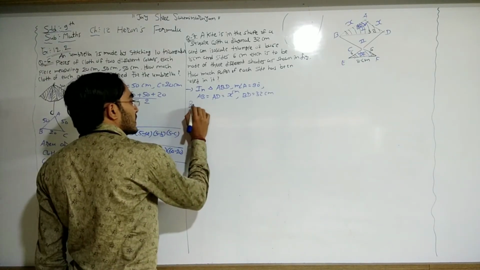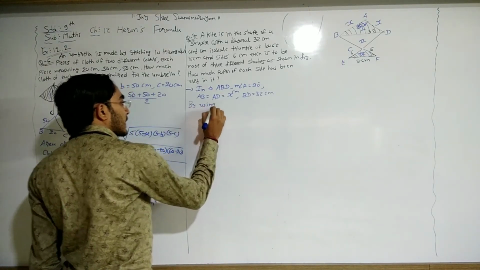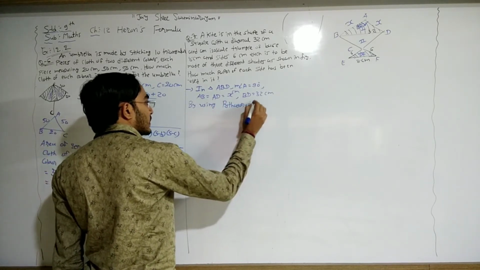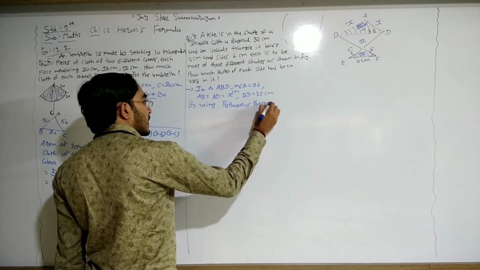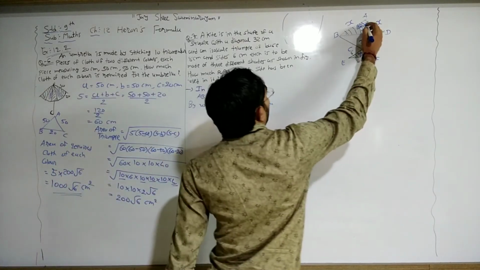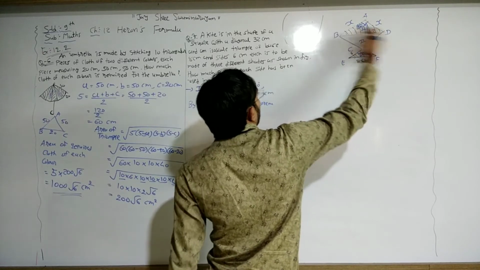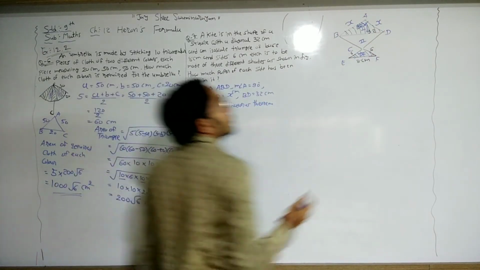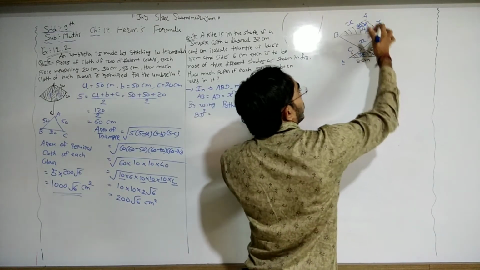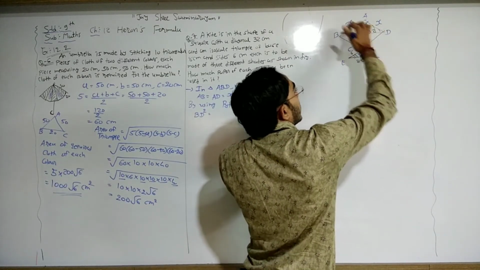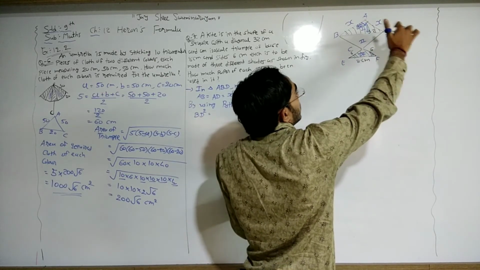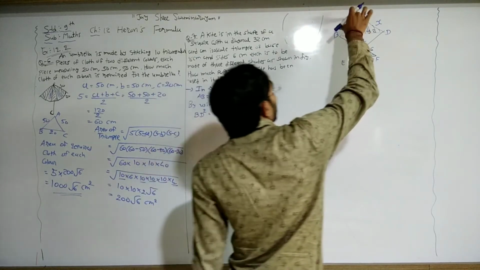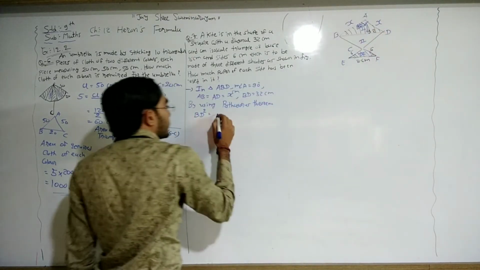So here by using the Pythagoras theorem, the hypotenuse, the side opposite to 90 degree, is BD. So BD square is equal to, the side opposite to this 90 degree is called the hypotenuse. So hypotenuse BD square is equal to the sum of squares of the other two sides, that means AB square plus AD square.